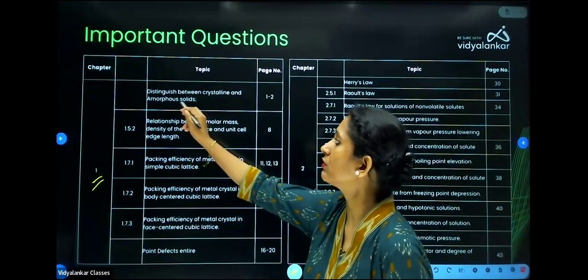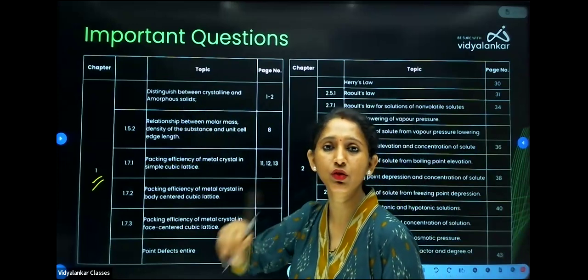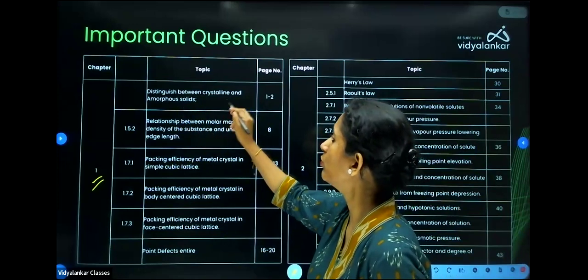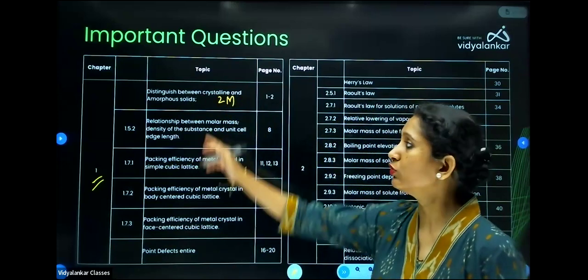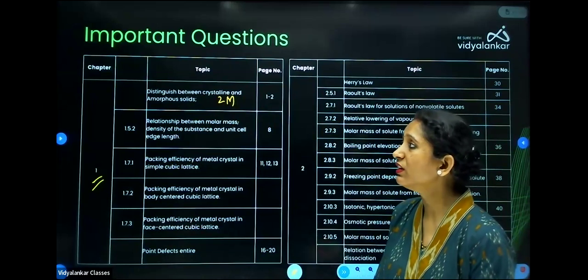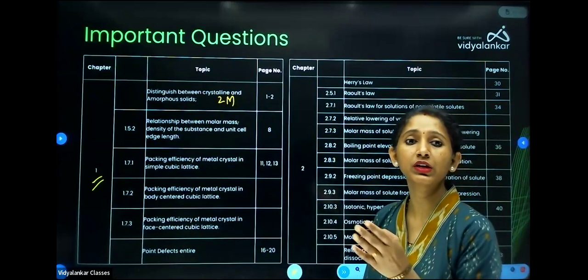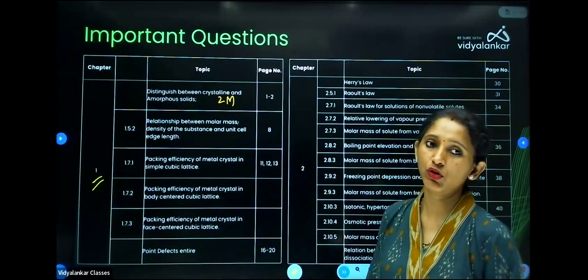So very first, distinguish between crystalline and amorphous solids, which mostly comes for 2 marks. So here this is very much important. Do not skip doing at least 4 points to distinguish between crystalline solids and amorphous solids.